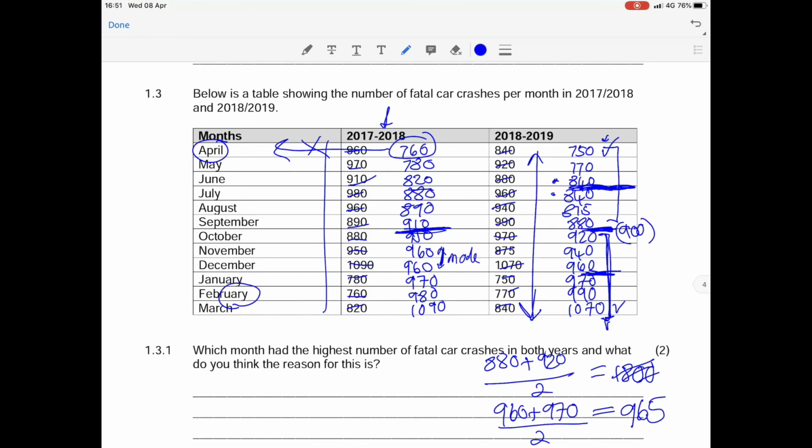We can scratch mode out already, because mode is not going to tell me what the average number of fatal car crashes for the year was. It's just going to tell me which months had the same number of car crashes. So mode, we're going to scratch out. The question now is, do we use mean or do we use median?